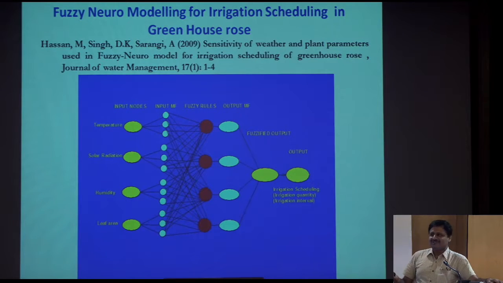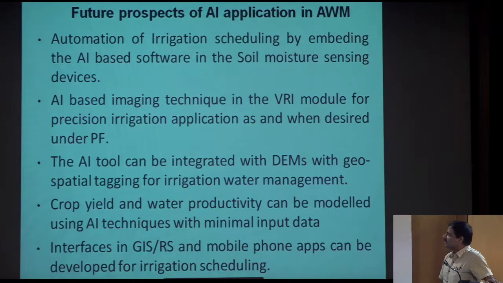Because irrigation scheduling has two questions: when to apply and how much to apply. One more question is added nowadays: what quality of water to apply. Everybody knows irrigation scheduling is about when to apply and how much to apply, but now what quality of water to apply is also playing an important role. So these also. Now I come to my last slide.